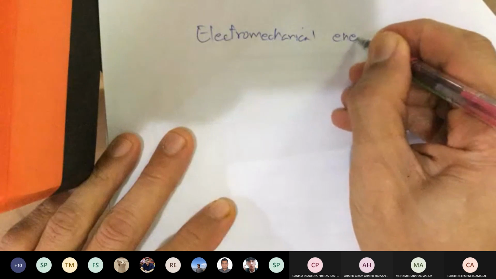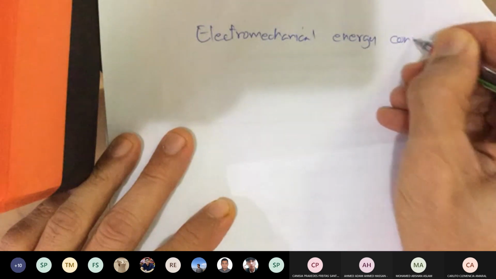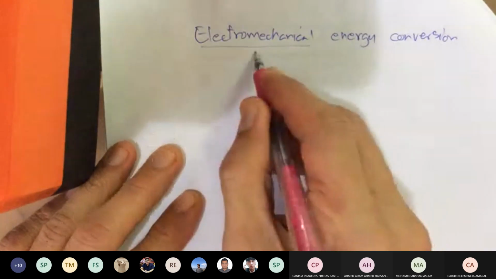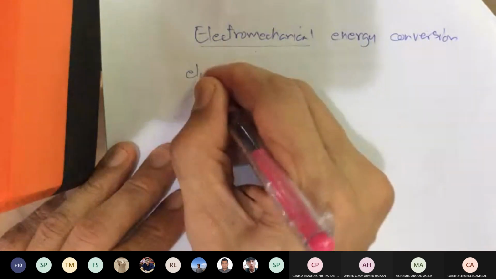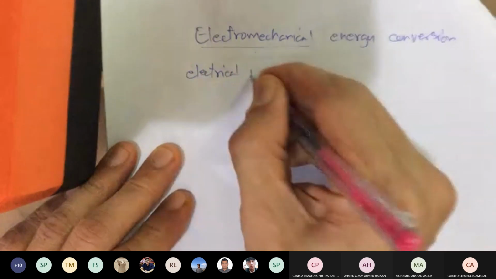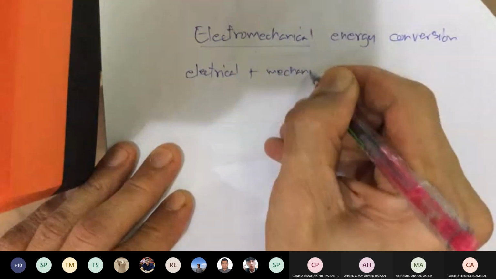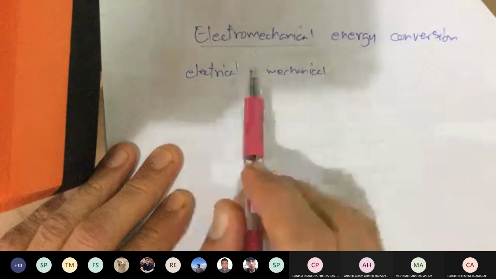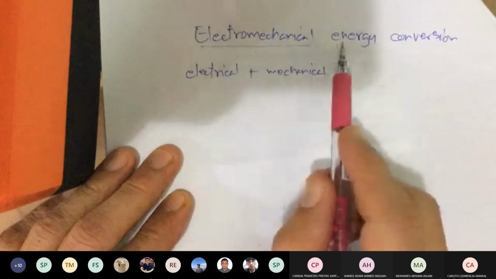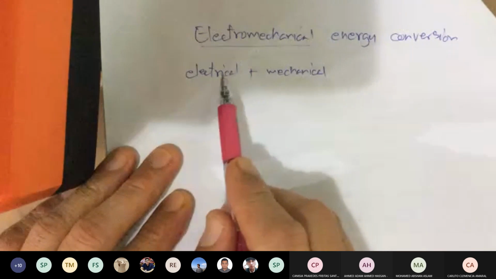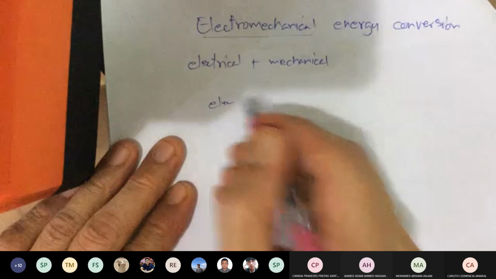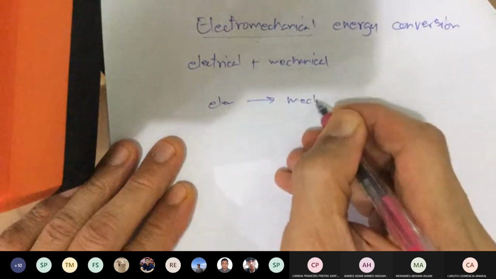Energy conversion. So we emphasize this one, electromechanical. These are two words combined into one, electrical plus mechanical. So here we're basically studying energy conversion between electrical and mechanical, that is, how you get electrical energy to mechanical or vice versa.